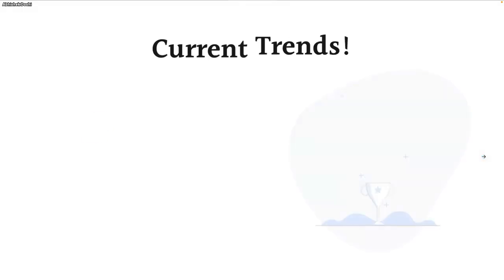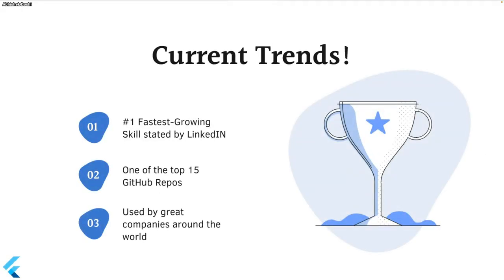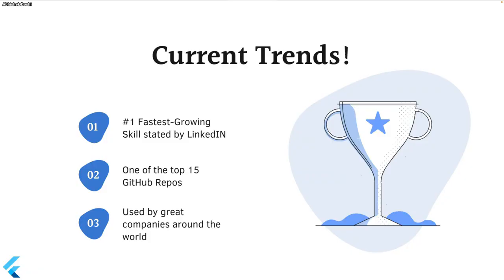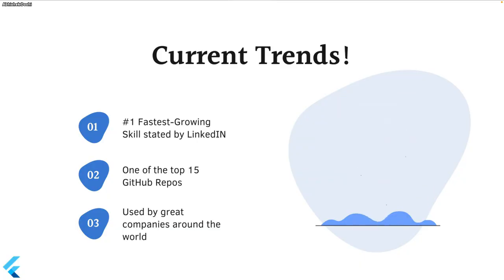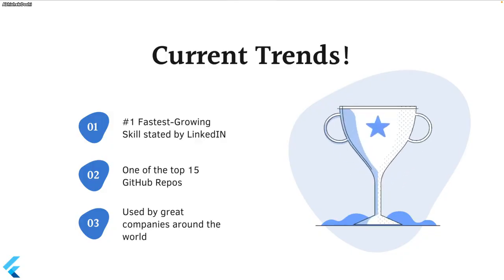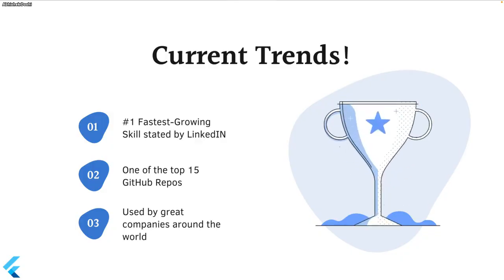Okay, moving forward. So current trends. Flutter was ranked at number one fastest growing skill stated by LinkedIn. So LinkedIn every year launches lists of skills that you should learn. So Flutter was number one fastest growing skill. One of the top 15 GitHub repos. Because Flutter is open source, GitHub also launches a list of top repositories, and Flutter was one of the top 15, and it is used by great companies around the world.